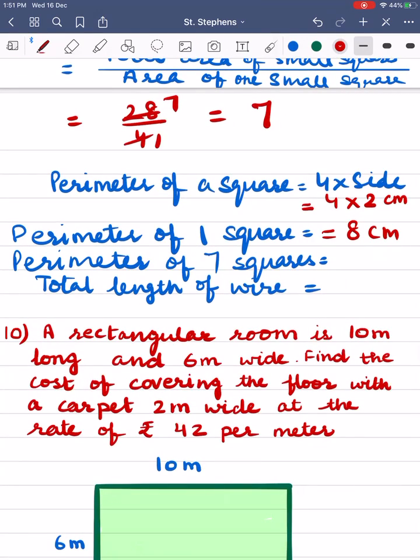Now perimeter of 7 squares is equal to 7 into 8 centimeter. So it is equal to 56 centimeters. So the total length of the wire is 56 centimeters. Now let's move to question 10.